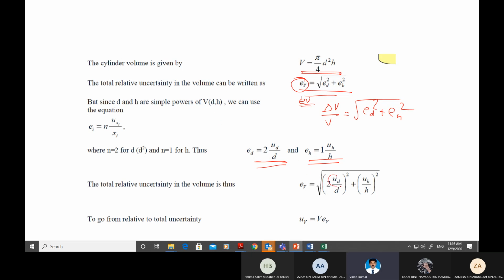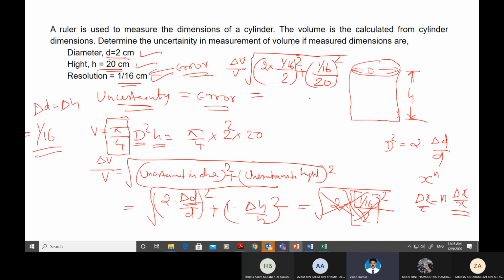So UD is how much? 1 over 16. D we have, UH we have, H we have. Hence we can calculate delta V by V using this equation. Can anyone calculate and give the value? So 2 and 2 get cancelled. So 1 divided by 16, 1 over 16, squared, plus 1 over 16, correct, divided by 20. Is anyone calculating?